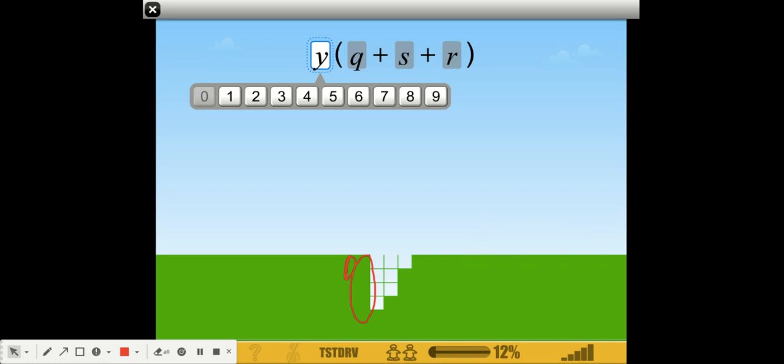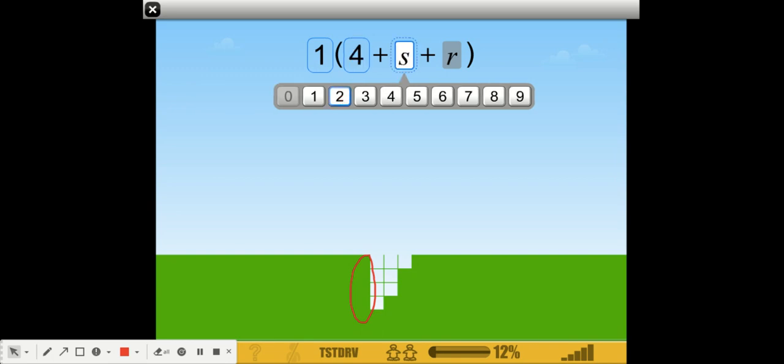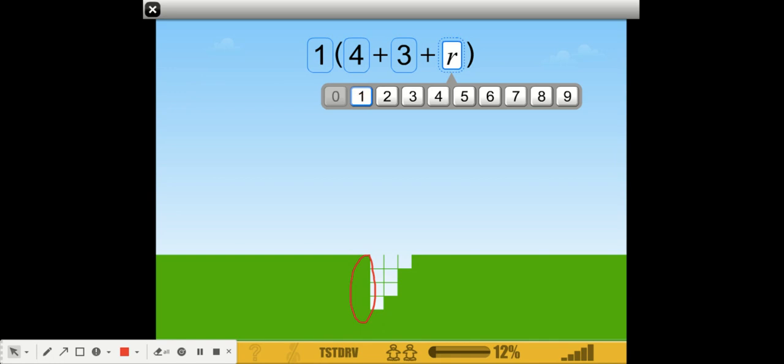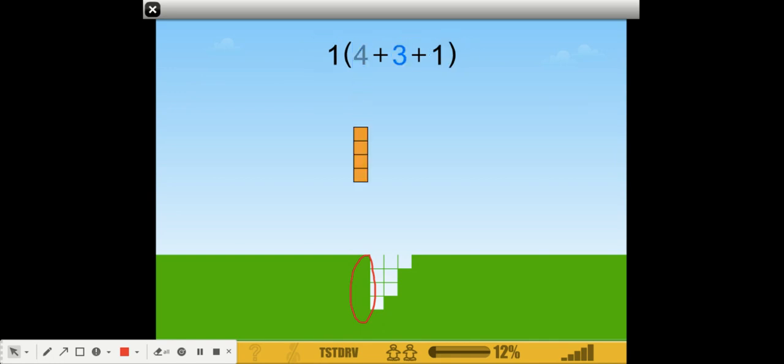So if we look again at the next one, we'll see that there's only 1 group this time. So that means that our Y is going to equal 1. So we're only multiplying this set 1 time. And then we'll look at the number of units in each row. So the first row has 4. The second row has 3. The last row has 1. So we'll see 4 plus 3 plus 1 times 1.